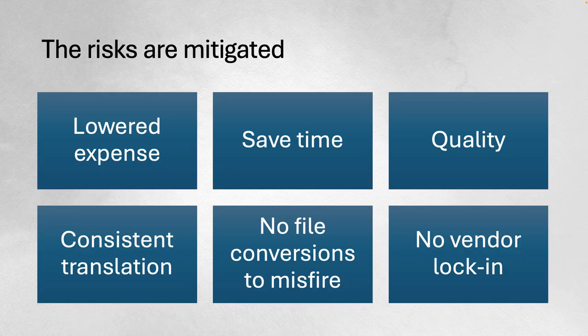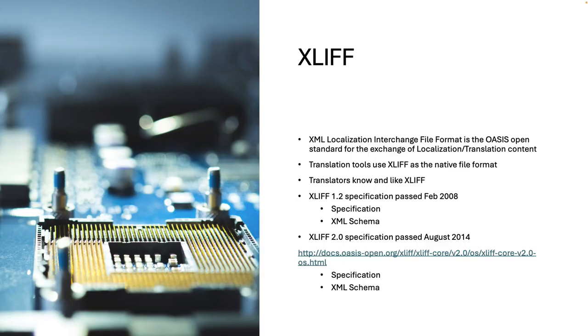So we talked about XLIF. What is XLIF? XLIF is the XML Localization Interchange File Format. It's an OASIS open standard for the exchange of localization and translation content. Translation tools like Swordfish use XLIF as their native file format. Translators, the people who do the translation, know XLIF.